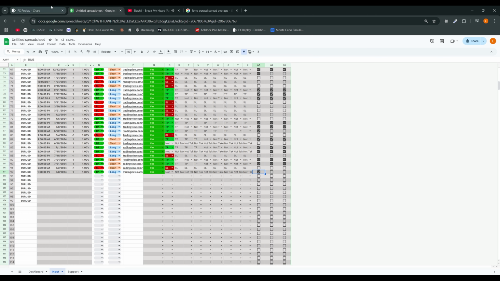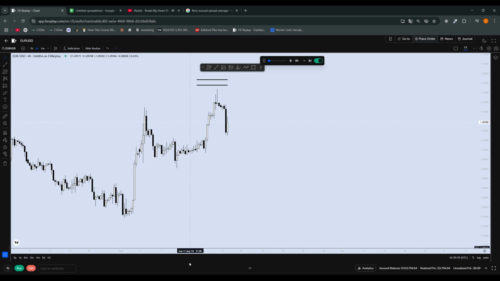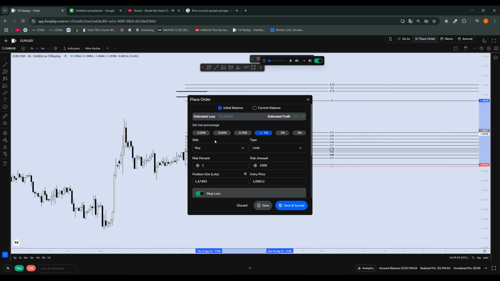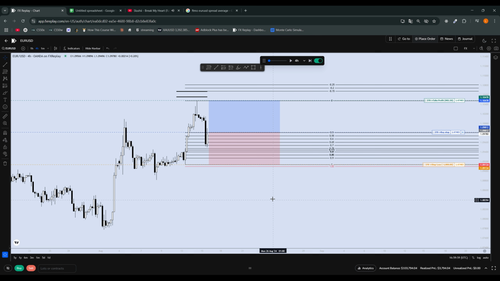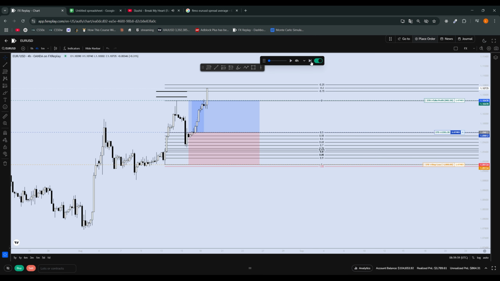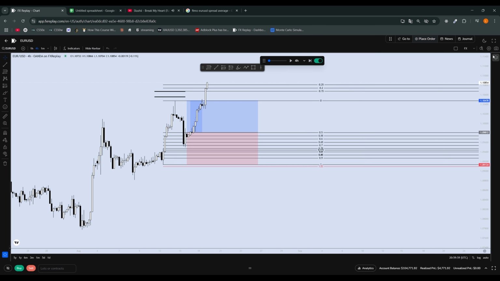First take profit taken. Let me get rid of this. This is a new trade, so I'm going to make this one a stop position. Take profit, take profit, take profit right here.